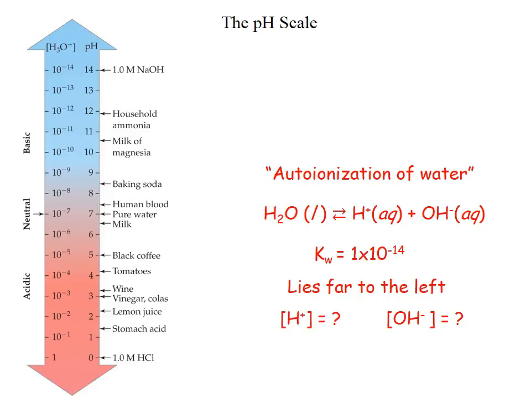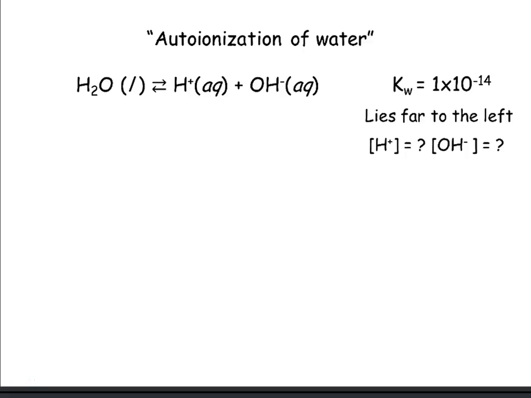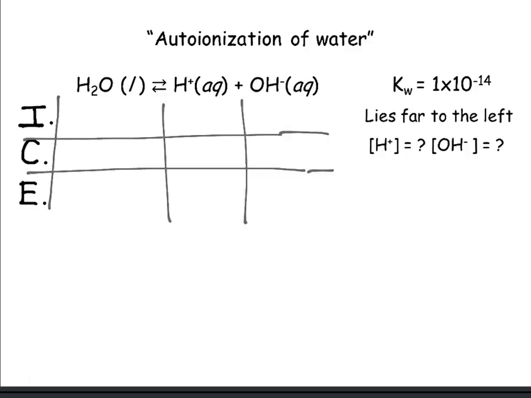So this is the next thing I want to talk about, what the concentrations of these ions are. So here is our autoionization of water equation. We have Kw. We know it lies far to the left because it's a really small equilibrium constant. And we're going to figure out the hydrogen ion concentration and the hydroxide ion concentration so we can talk about the pH of pure water.